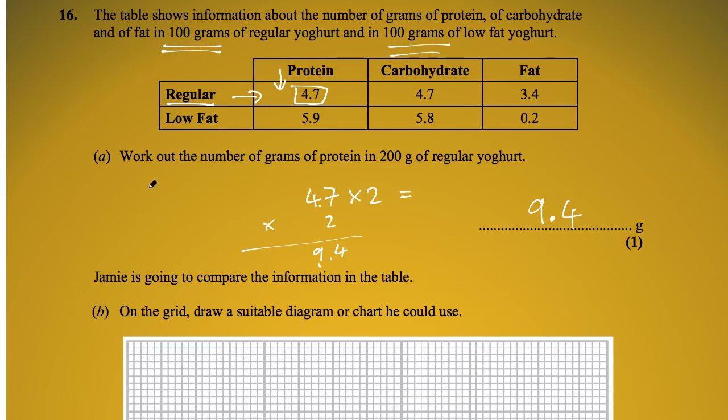Or another way to do that, just by doubling, would be to say 4.7 plus 4.7. 7 plus 7 is 14. Carry the 1. 4 plus 4 plus 1 is 9.